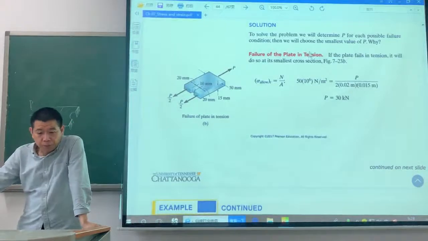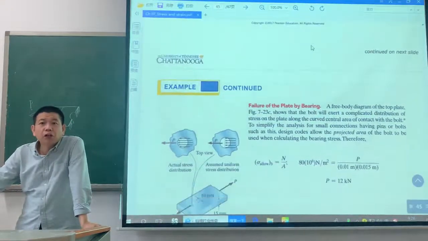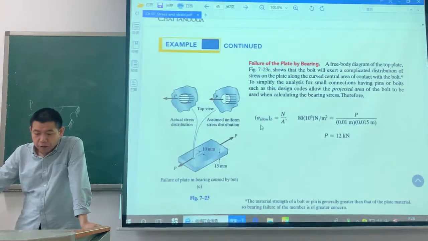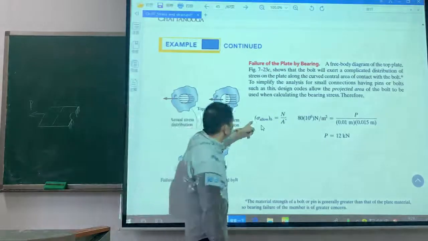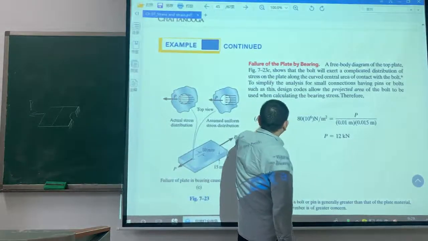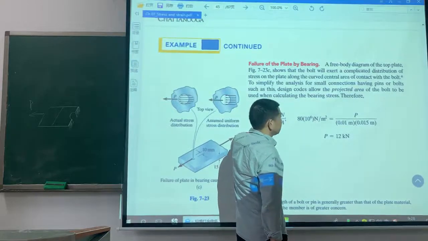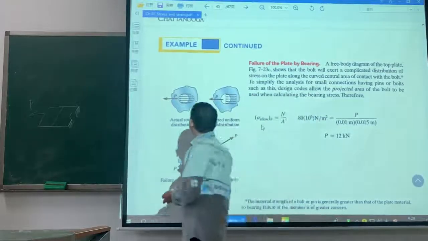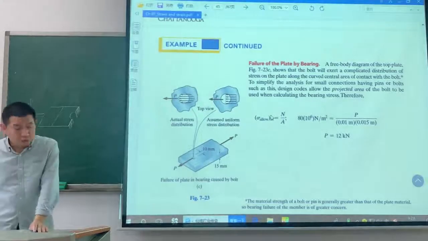If the failure is because of the bolt, for the bolt it is the bearing allowable stress, and it is also N over A. N means number two.